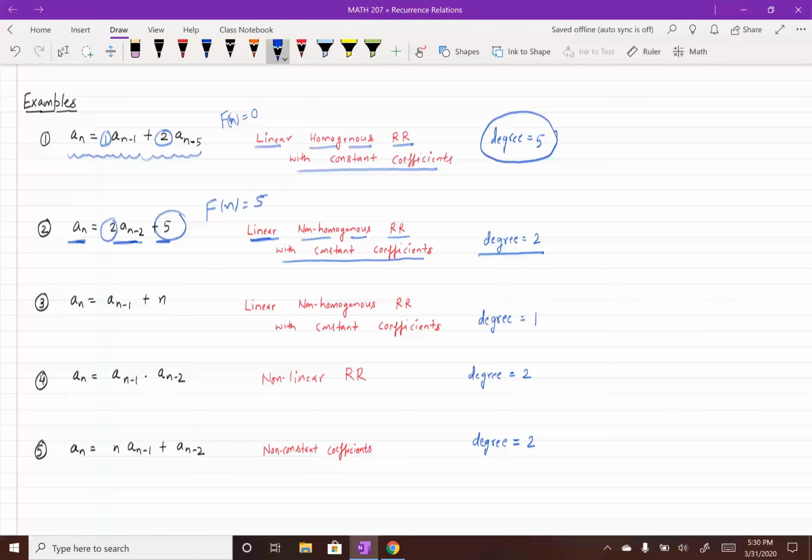Similarly, you can have a third example where a of n is equal to a of n minus 1 plus n. Then in this case, your f of n is equal to n, which is not equal to 0.